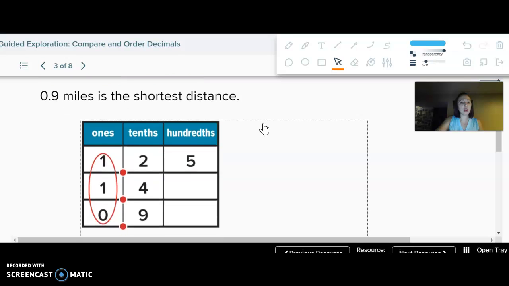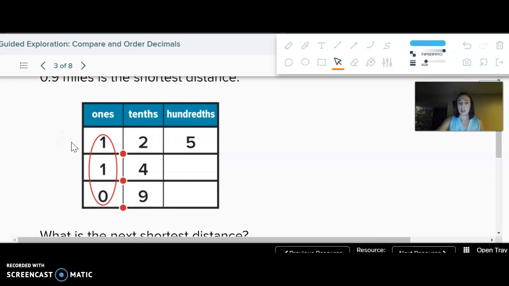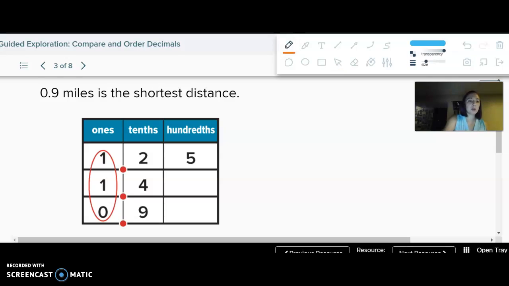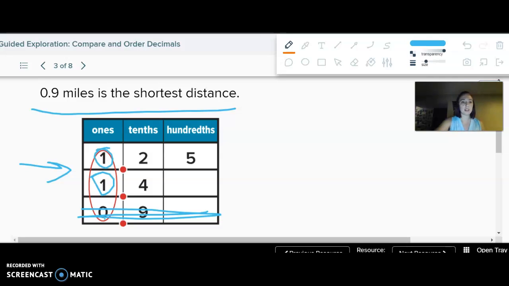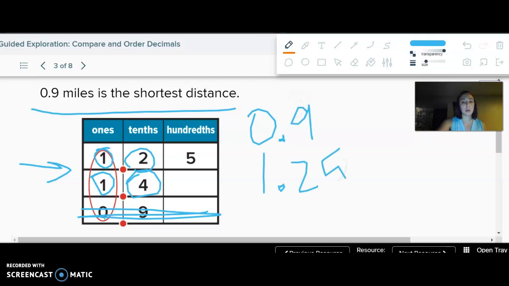So if we write them in the chart, then we can see, okay, just like before, we start on the left side, and then we can see 1, 1, 0. Oh, the 0 is less than the 1s, so 0 and 9/10 is the shortest. Then I think it helps to cross that one out to then focus on the other ones. Because then I can say 0 and 0, or 1 and 1, that's the same. 2 and 4. Okay, the 4 is bigger, the 2 is smaller. So we have this is the smallest, then this one, then this one.